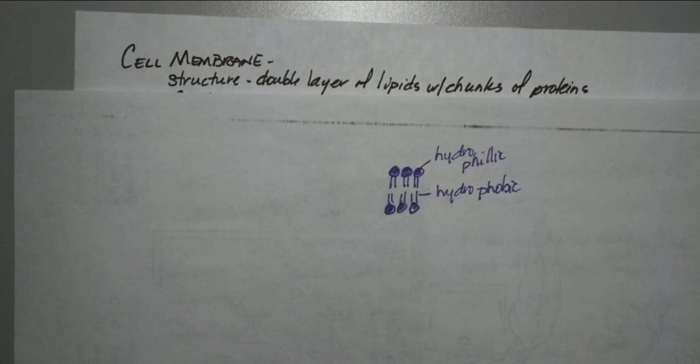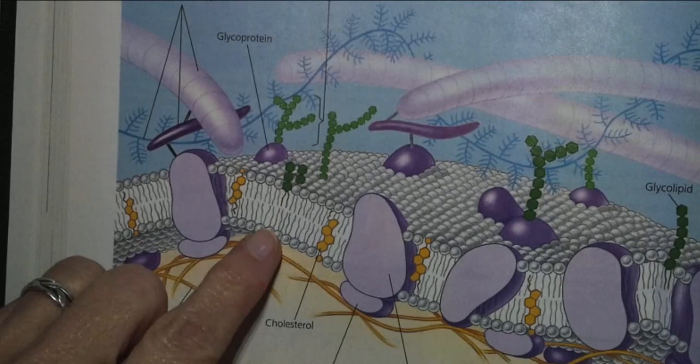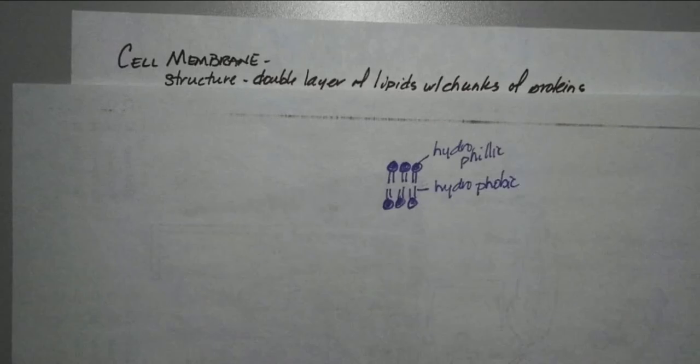So again, you have this beautiful picture here. You have this double layer of lipids, and it's got these big chunks of proteins floating in them. It's called a phospholipid bilayer.